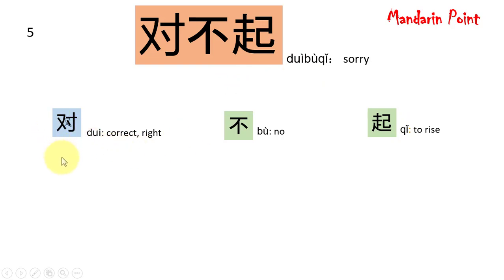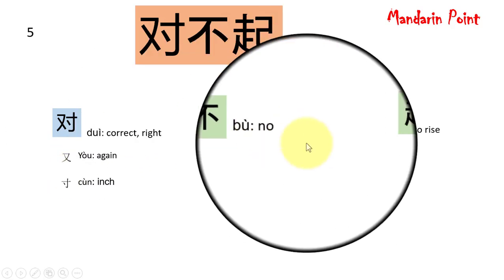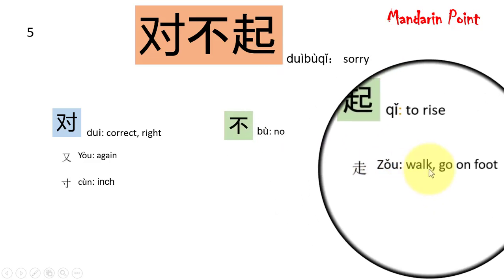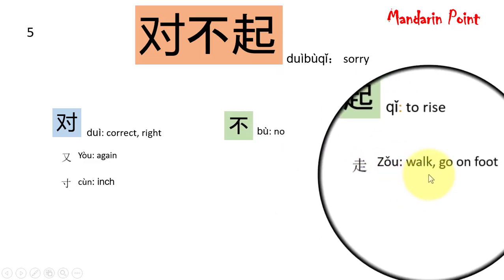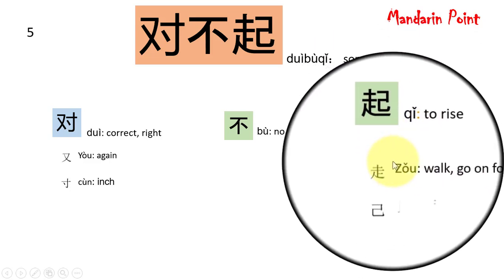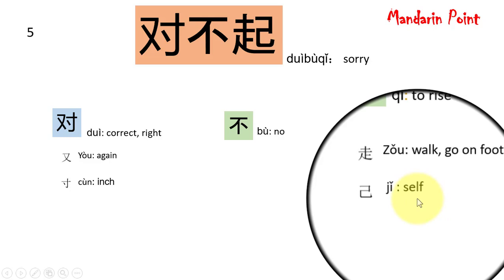On the left side of it we have this yao, which means again, and this one is cun, which means inch or small. This one can be derived directly from basic strokes like these. And let's break down this qi. On the left side of it, it is zou, which means walking or go on foot. On the right side of it, it is actually ji, which means self.